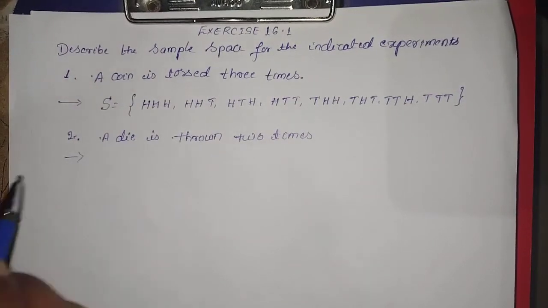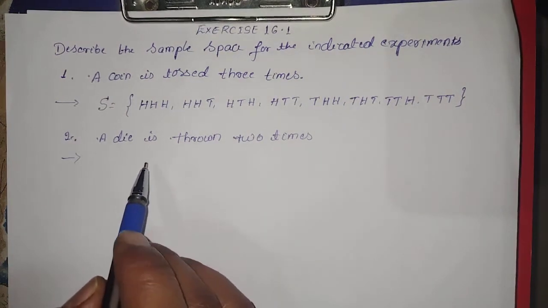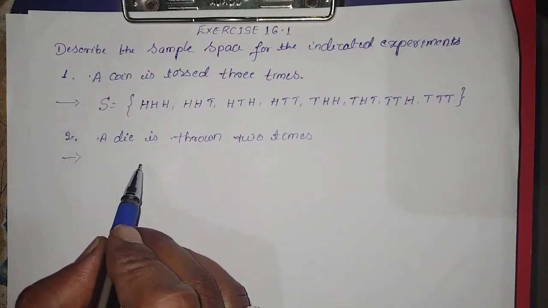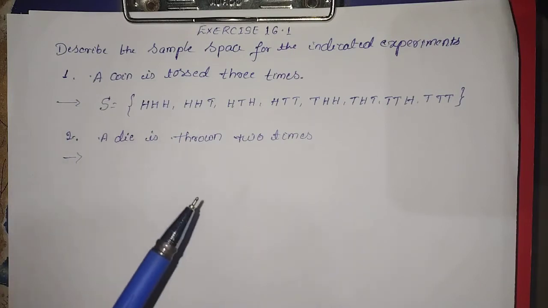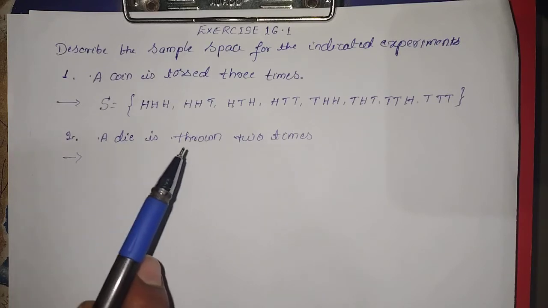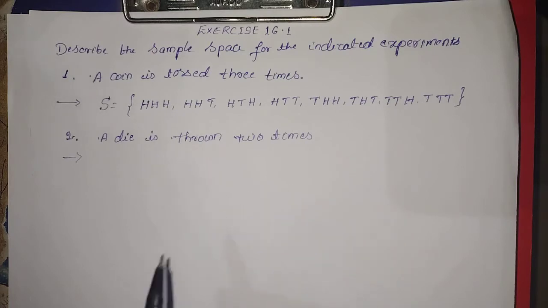The second question is: a die is thrown 2 times. See, I already explained in the example problems. If two dice are thrown or a die is thrown 2 times, both give the same result. Is it right? So how many possible outcomes are there? If a die is thrown once we get 6 results. A die thrown 2 times gives 6 into 6, 36 results. I think all of you will know which are those 36 elements.